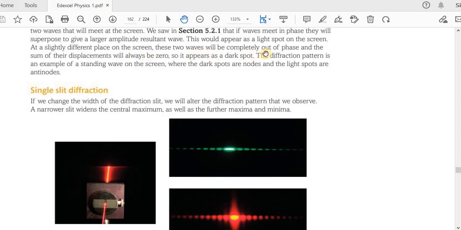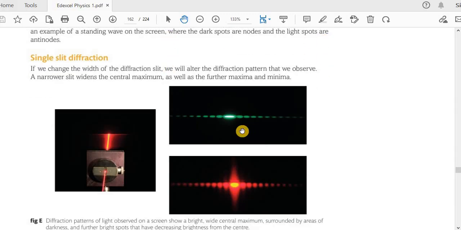These two waves will be completely out of phase and the sum of their displacement will always be 0. So it appears as a dark spot. The diffraction pattern is an example of a standing wave on the screen, where dark spots are nodes and the light spots are antinodes. Okay, I think that's self-explanatory.